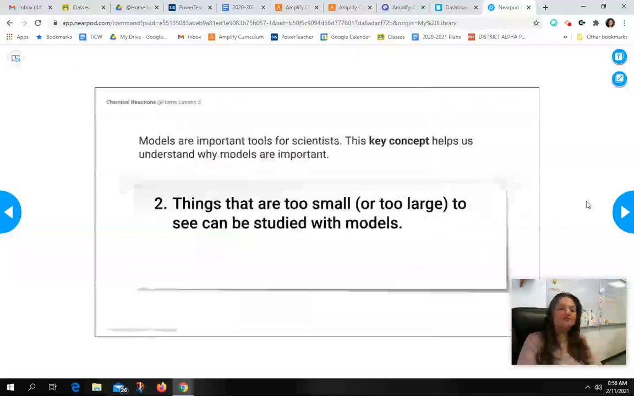Models are important tools for scientists. This key concept helps us to understand why models are important. Things that are too small or too large to see can be studied with models.